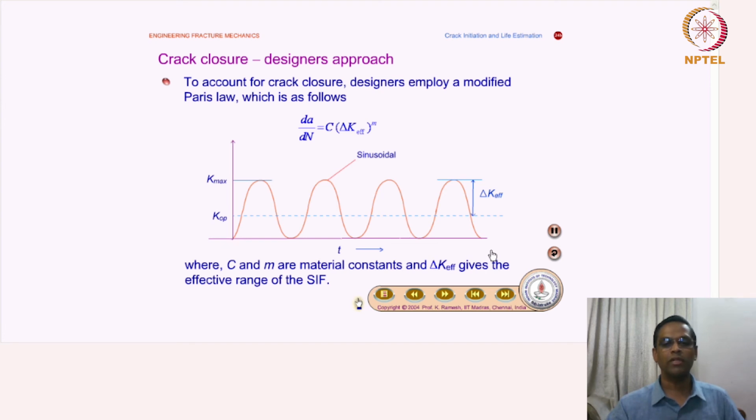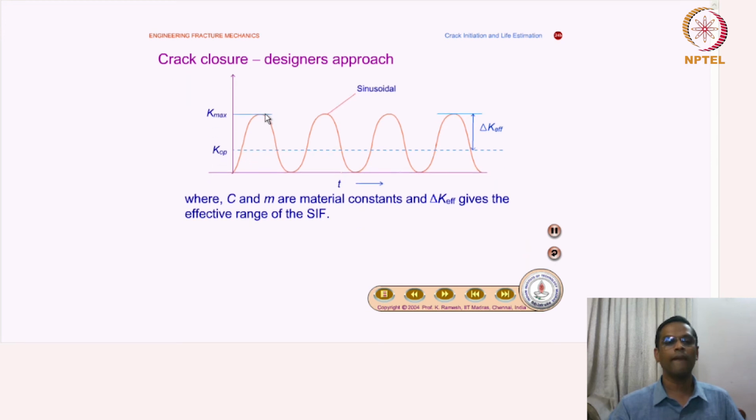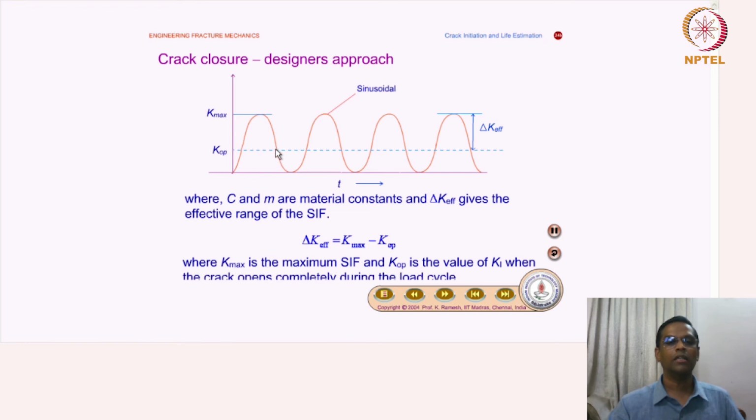Suppose this is a K versus t plot. So this is a cycle, a sigmoidal cycle. The moment the stress reaches this level, that means the crack starts opening, then it goes further and then it comes back. When it comes back, again it will close, right? Then it will open, reach maximum, close, open again, reach maximum, close, something like that.